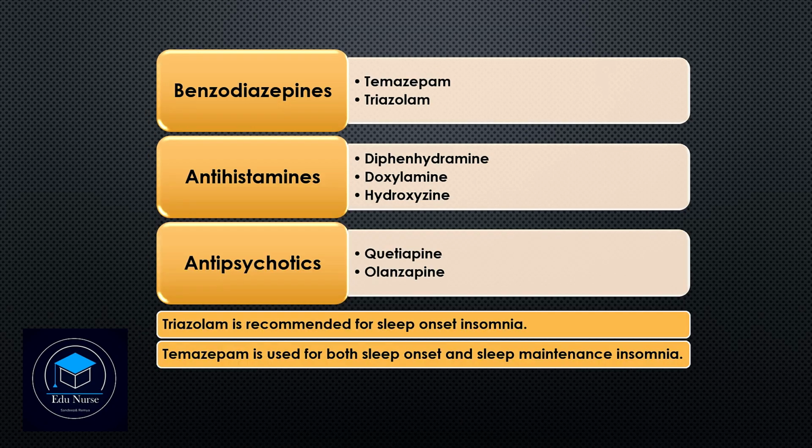Benzodiazepines used in the treatment of insomnia include temazepam and triazolam. They act as positive allosteric modulators on the GABA A receptor and increase the GABA levels. Antihistamines work by blocking the histamine receptors in the hypothalamus. Histamine is a wake-promoting neurotransmitter, and examples of antihistamines include diphenhydramine, doxylamine, and hydroxyzine.